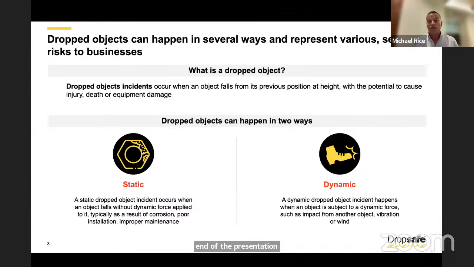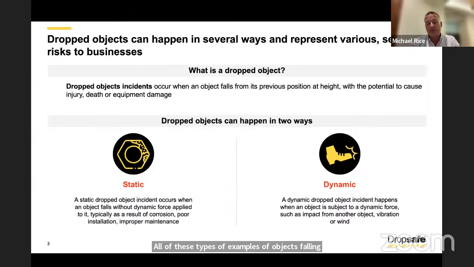So what are dropped objects? Well, dropped objects are basically an object falling from height. And this could be a number of different objects, whether it is fixed items that could be in a facility, or even loose items that could be being used at height, or even equipment that may be being lifted and transported to another area. All of these types of examples of objects falling are classified under dropped objects.